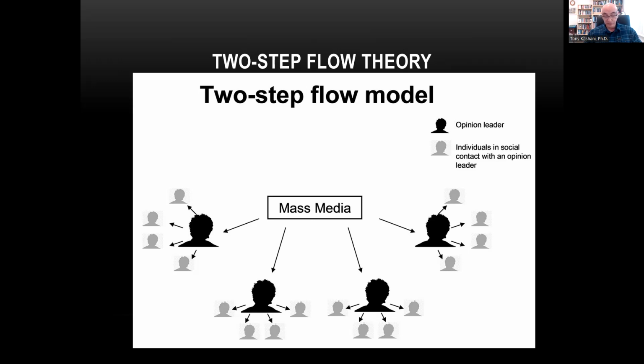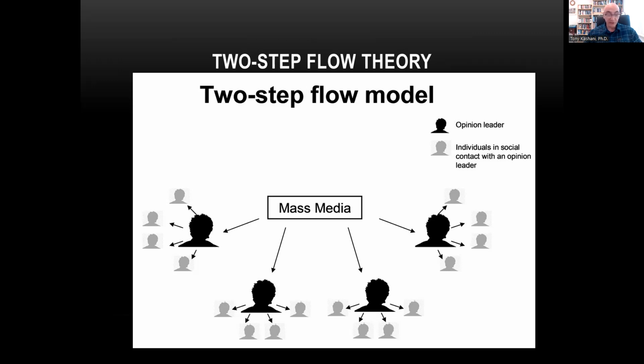Multiplicity of influencers. The theory's emphasis on opinion leaders might oversimplify the social dynamics involved in opinion formation. Multiple influencers and communication channels may contribute to shaping public opinion. And we're seeing that particularly on fast-paced social media, such as TikTok and Instagram.